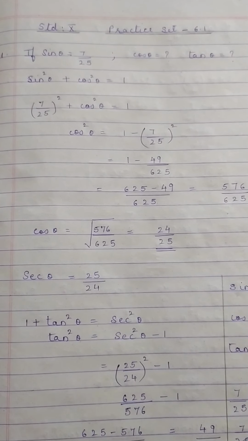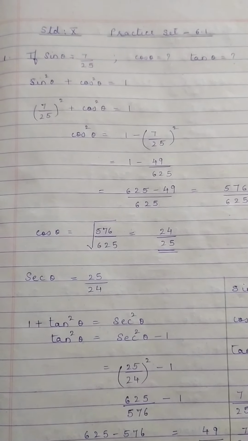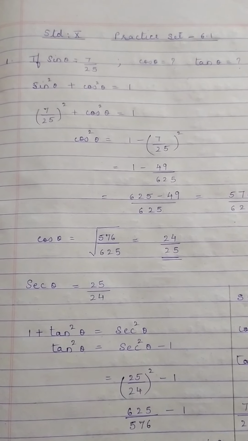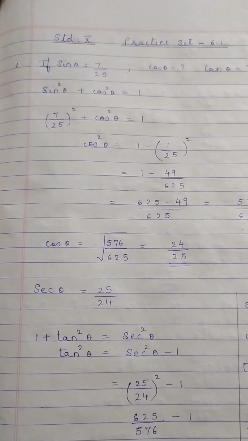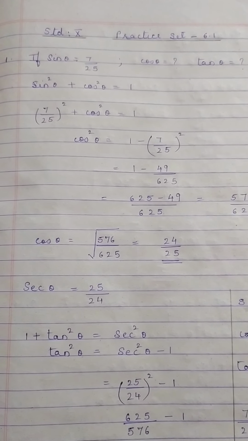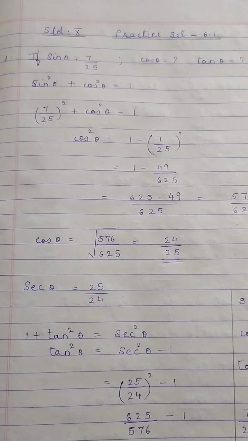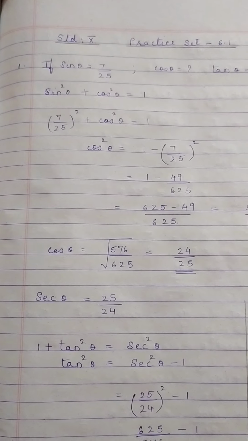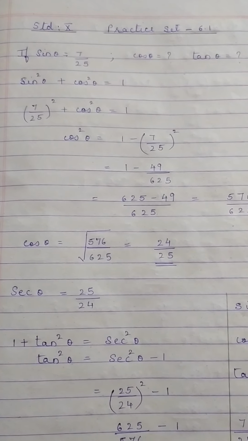Now to do these questions, we'll quickly revise the trigonometric identities that we had learned. The first one, sin square theta plus cos square theta equal to 1. The second, 1 plus tan square theta equal to secant square theta. And third, 1 plus cot square theta equal to cosec square theta. Now we are going to use these identities to solve these sums.